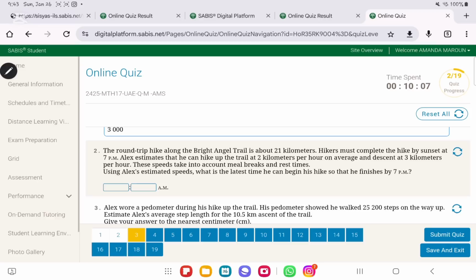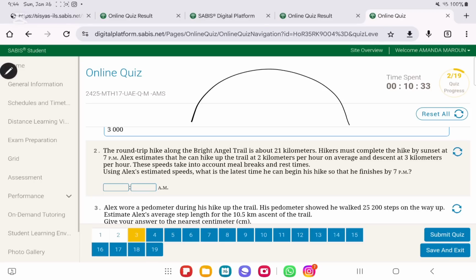Okay, so the round trip along the Bright Angel Trail is about 21 kilometers. Hikers must complete the hike by sunset at 7 p.m. Alex estimates that he can hike up the trail at 2 kilometers per hour and an average descent of 3 kilometers per hour. These speeds take into consideration meal breaks and rest times. Using Alex's estimated speed, what's the latest time he can begin hiking so he finishes by 7 p.m.?